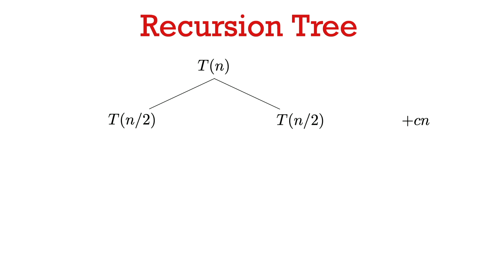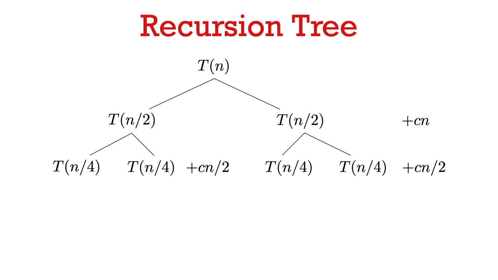Now we can just keep expanding, using the same formula. So what is T(n/2)? Well, T(n/2) is T(n/4) plus T(n/4) plus a constant times n over 2, and we have the same constant there. Likewise, we can expand out the other branch of our tree. That T(n/2) is also equal to, or at most, T(n/4) plus T(n/4) plus a constant times n over 2.